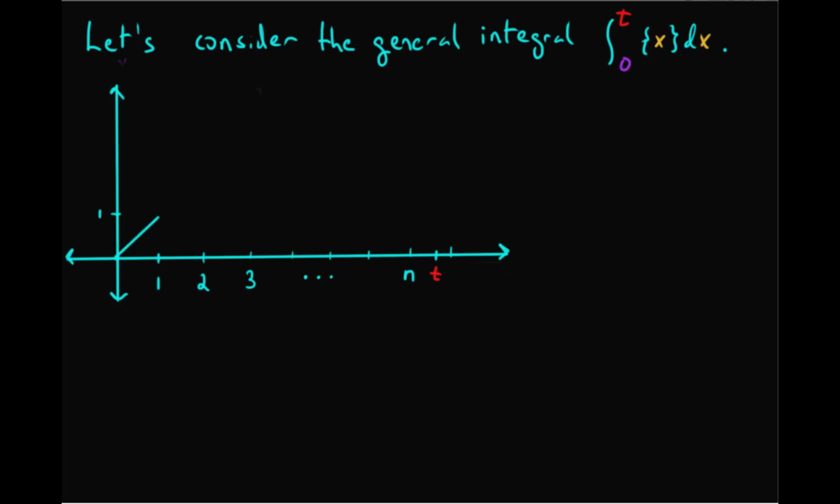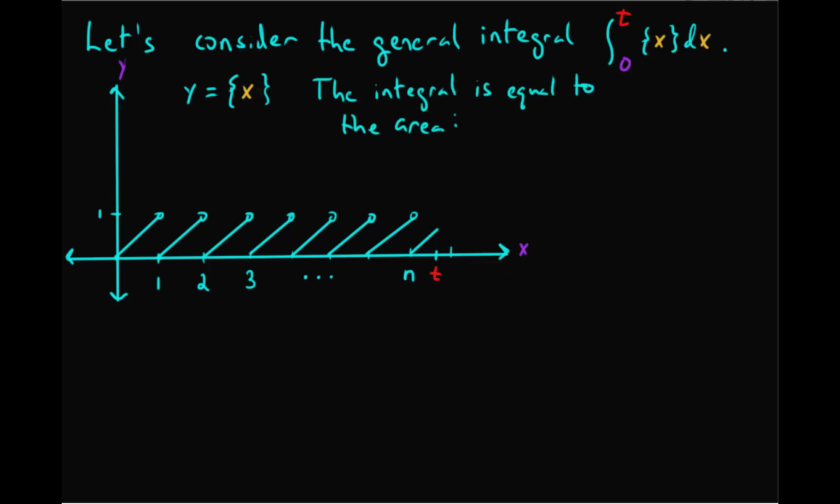And now I can graph the function y equals the fractional part of x, and the integral from 0 to t of the fractional part of x dx is just going to equal, as it always does, the area under the function, the area bounded by the function and the x-axis, from x equals 0 to x equals t.